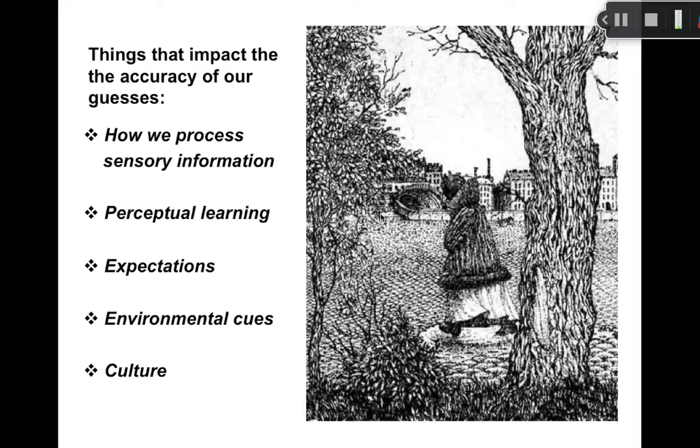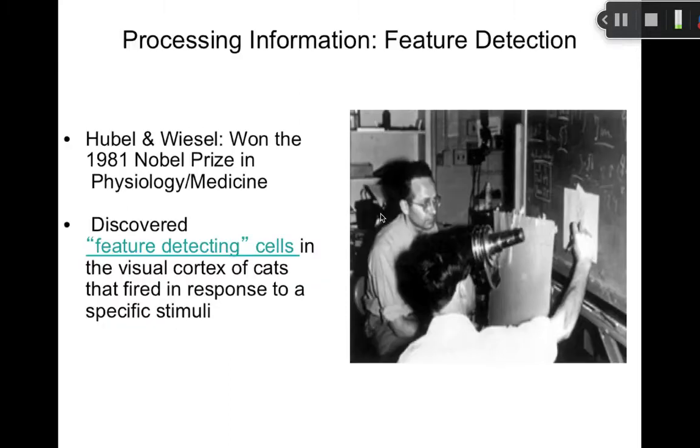So we're going to talk about how we process sensory information, perceptual learning. Some aspects of perception are learned. Our expectations about what we expect to see can influence what we actually see. Environmental cues, context, for example, the context in which we see things will influence what we see or what we guess that we're seeing, and then culture, our socialization, our environment that we grow up in can certainly influence what we perceive.